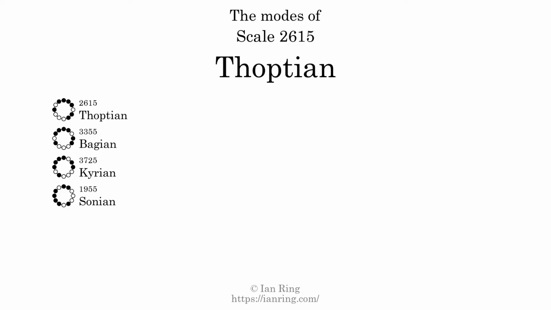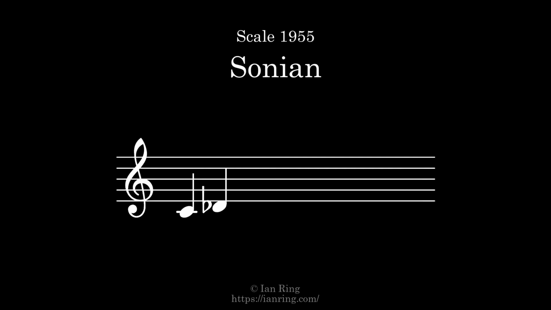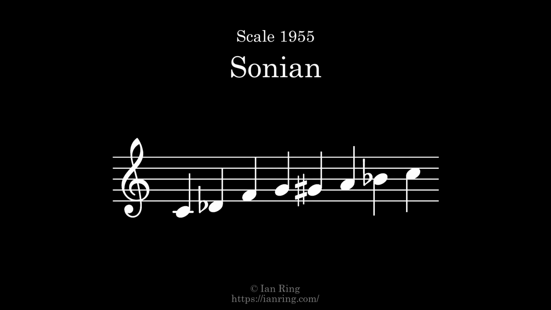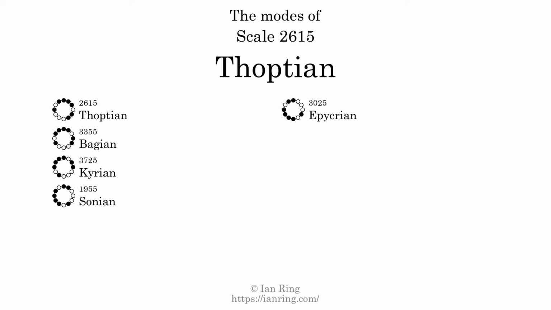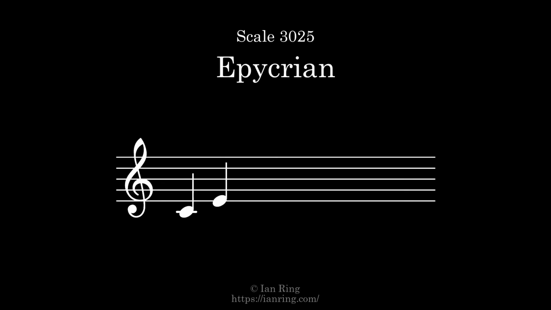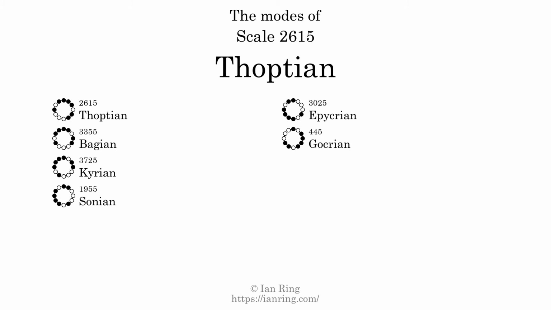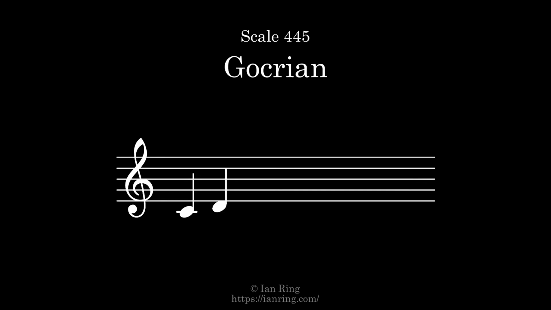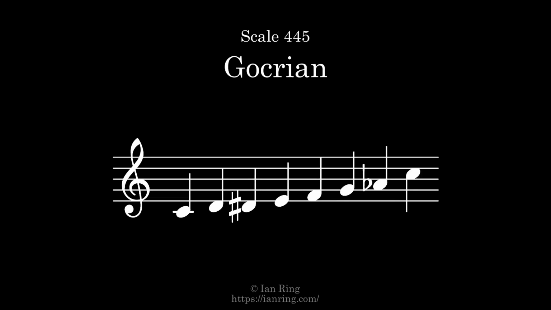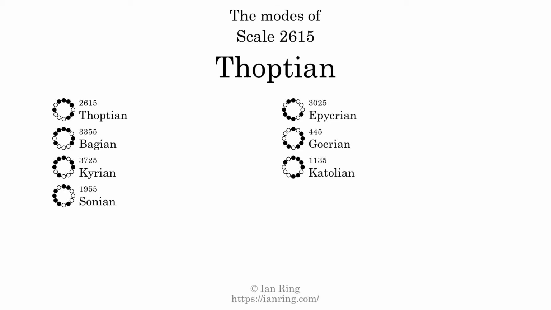The fourth mode is scale 1955, also known as Sonian. It sounds like this. The fifth mode is scale 3025, also known as Apicrian. It sounds like this. The sixth mode is scale 445, also known as Gokrian. It sounds like this. The seventh and last mode is scale 1135. Also known as Catonian, it sounds like this.